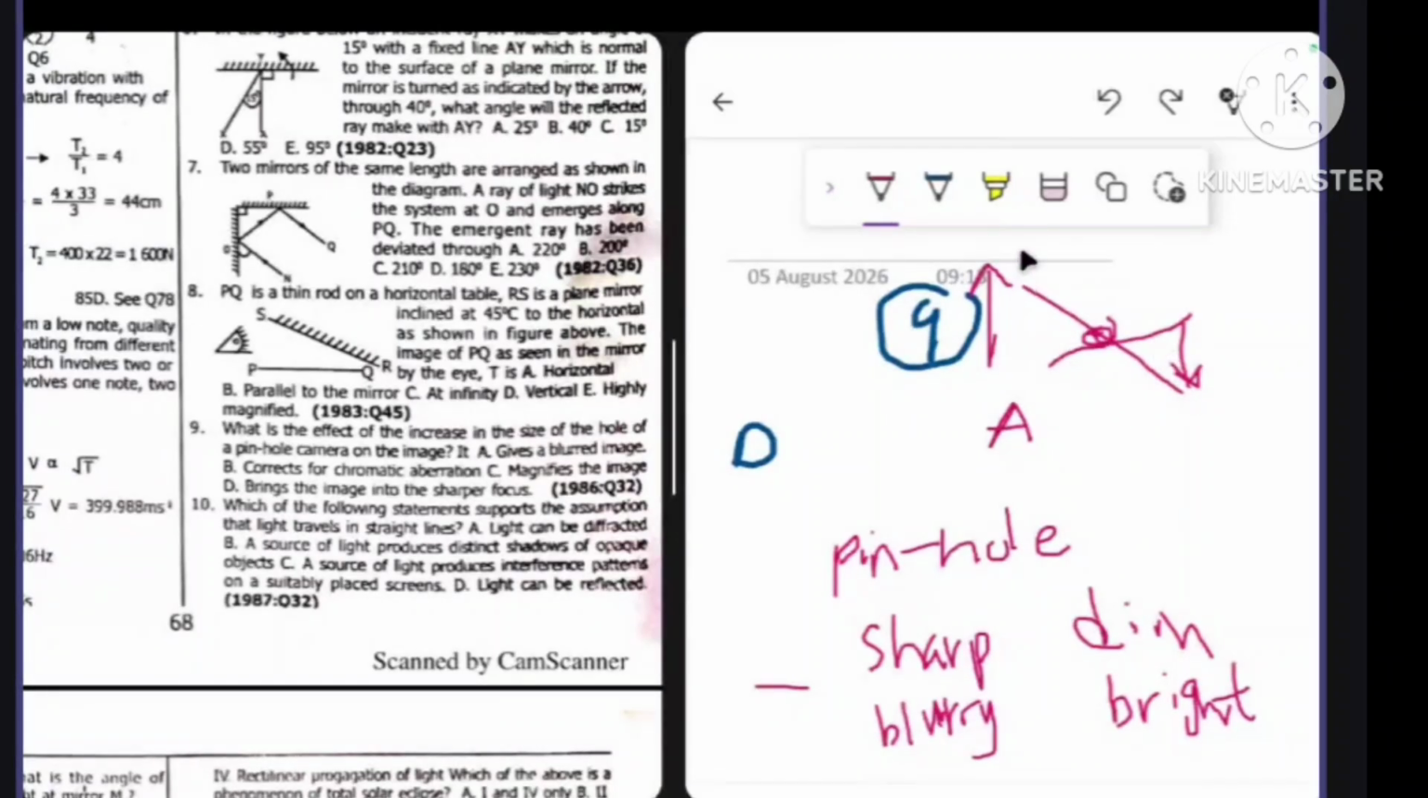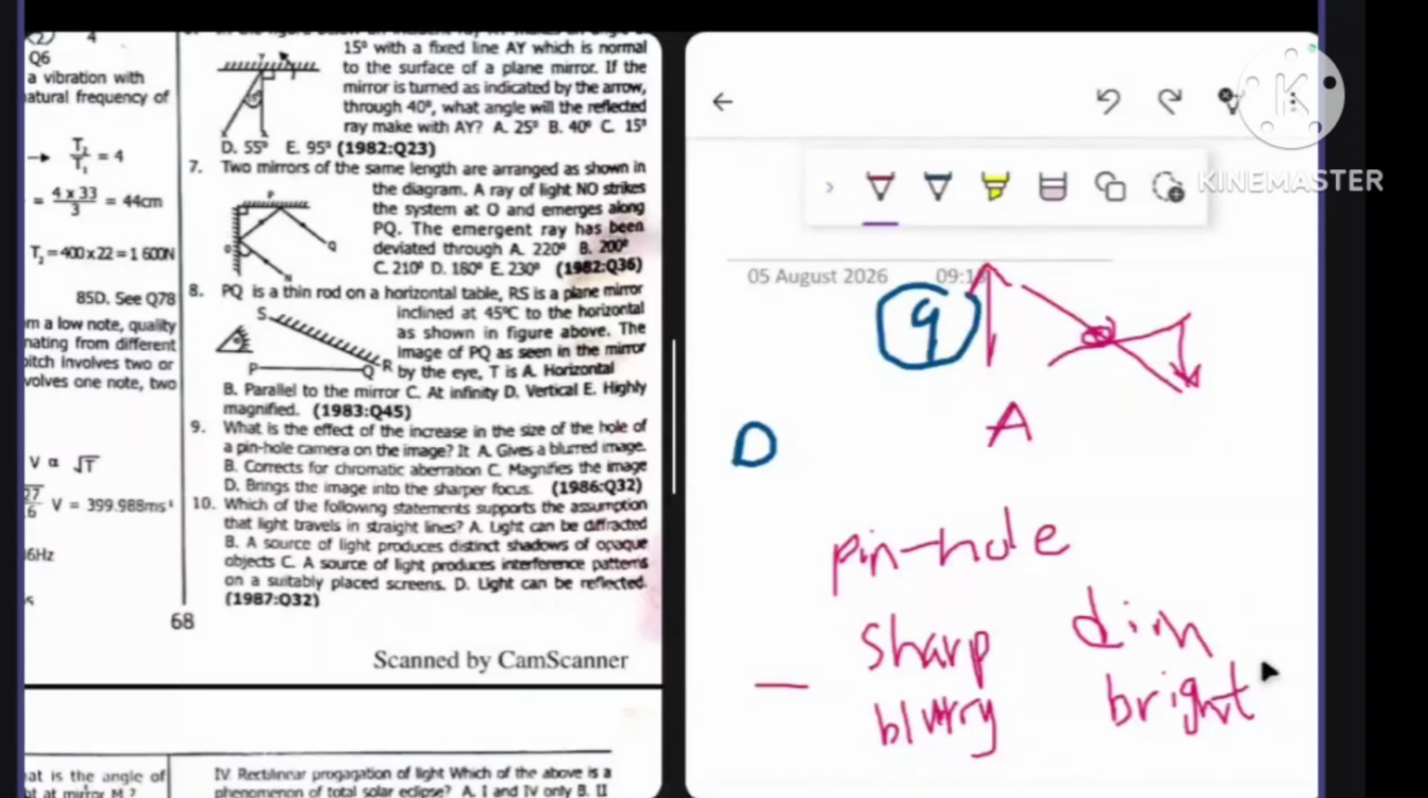So if you should increase the hole, more light will enter, and you will have a bright image. An image is said to be bright when it is well lit. But due to that flooding of the light, like in the case I gave you with your phone, with your eyes when you wake up suddenly to bright light, the image will be blurry on the screen. Therefore, the effect of increasing the size of the pinhole will give you a bright image that is blurry. But looking at the options, they only talk about blurriness. So we're going to go with option A, which indicates that the image will be blurry.